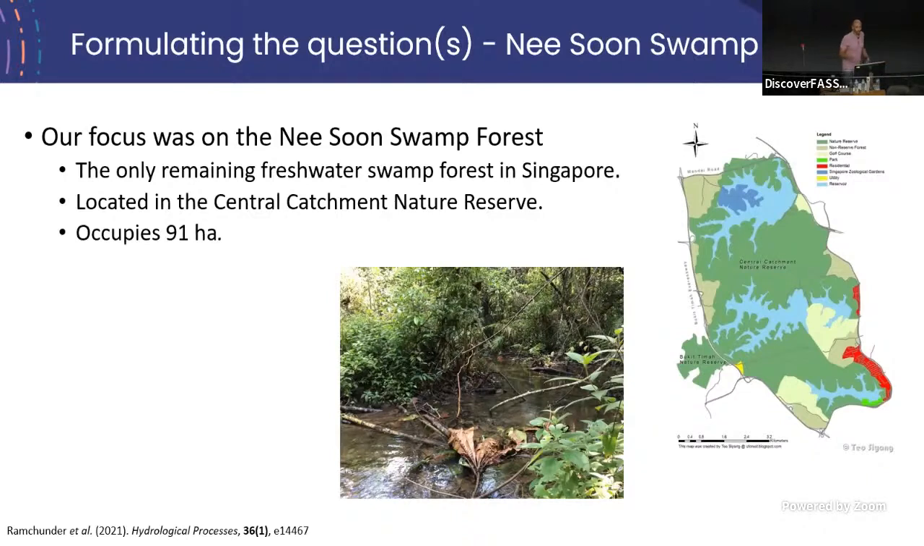So the focus on Nee Soon was basically driven by the fact that it's the last remaining, the largest freshwater swamp forest here in Singapore. Okay, it's located in the Central Catchment Nature Reserve, so around here, and it's pretty small. Okay, so this is part of the observations.